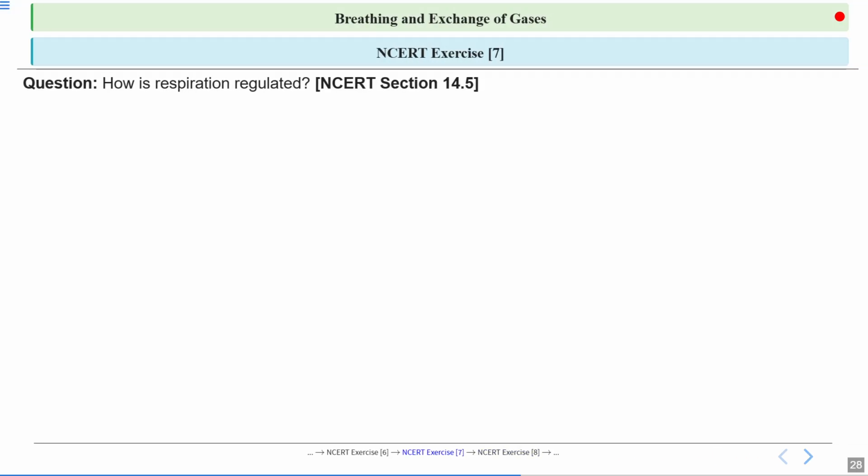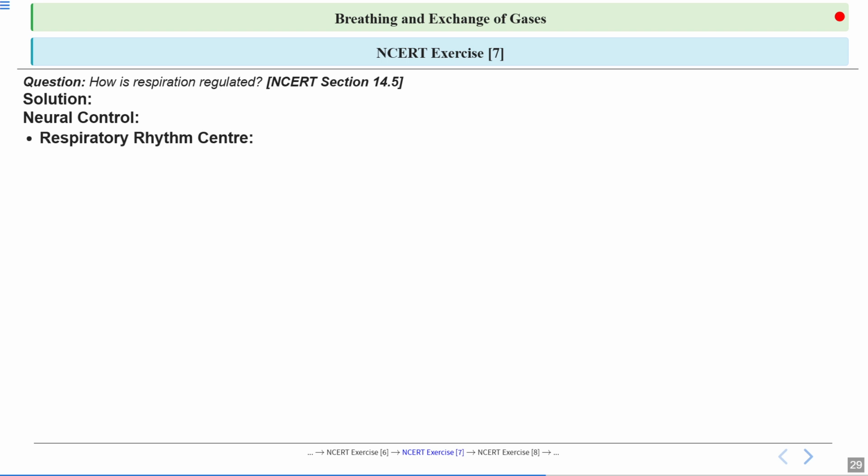Next question. How is respiration regulated? A very, very important question. Regulation of respiration. Let us see that. Neural control. In this whole neural control, there are some centers. The first one is the respiratory rhythm center. Where is it located? Very important. Located in the medulla region of the brain.